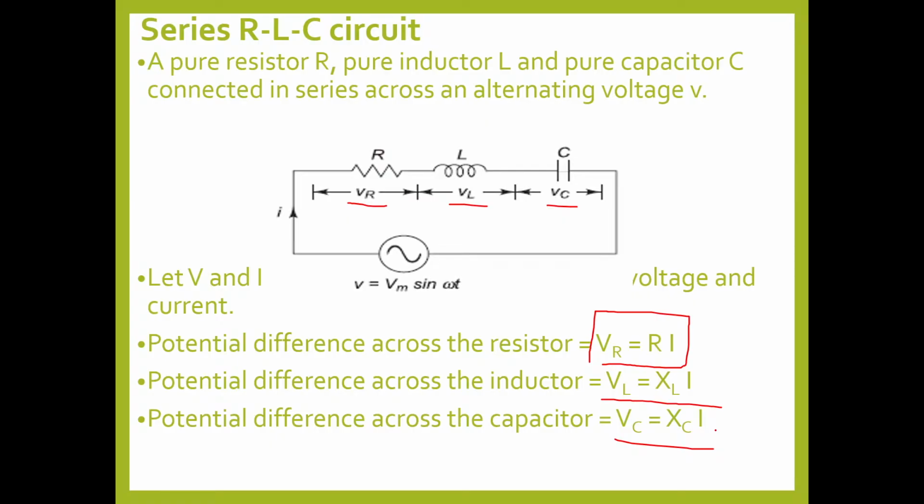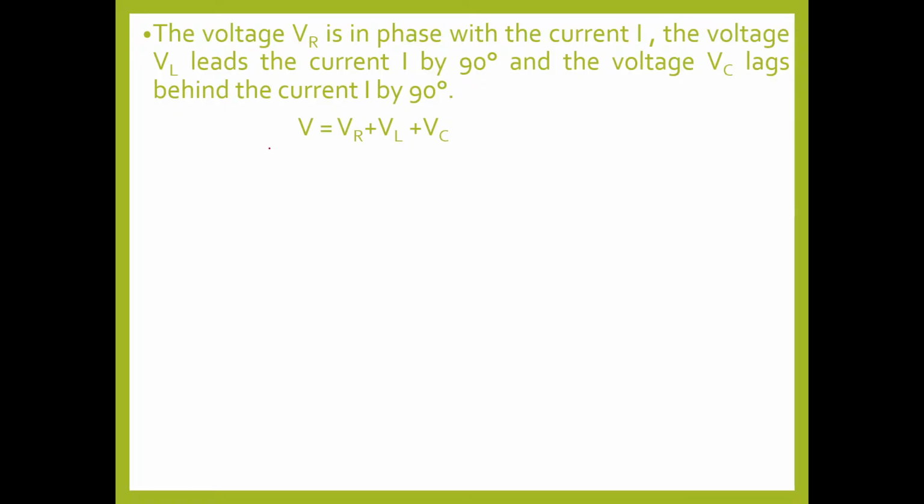We already know VR, the voltage across the resistor, is in phase with the current I. Voltage across the inductor will lead the current by 90 degrees in a purely inductive circuit, and in a purely capacitive circuit, current will lead the voltage by 90 degrees. So what is the total vector sum of all these voltages? V is equal to the vector sum VR plus VL plus VC.